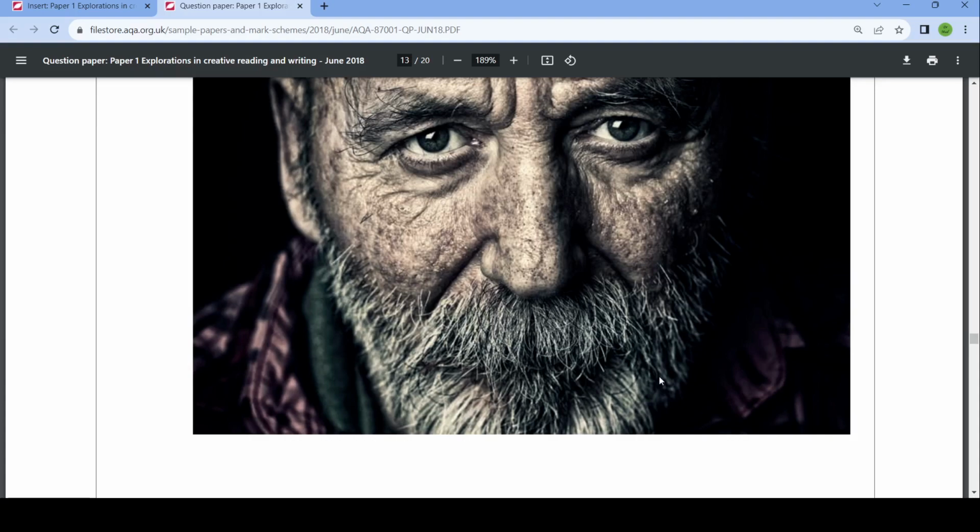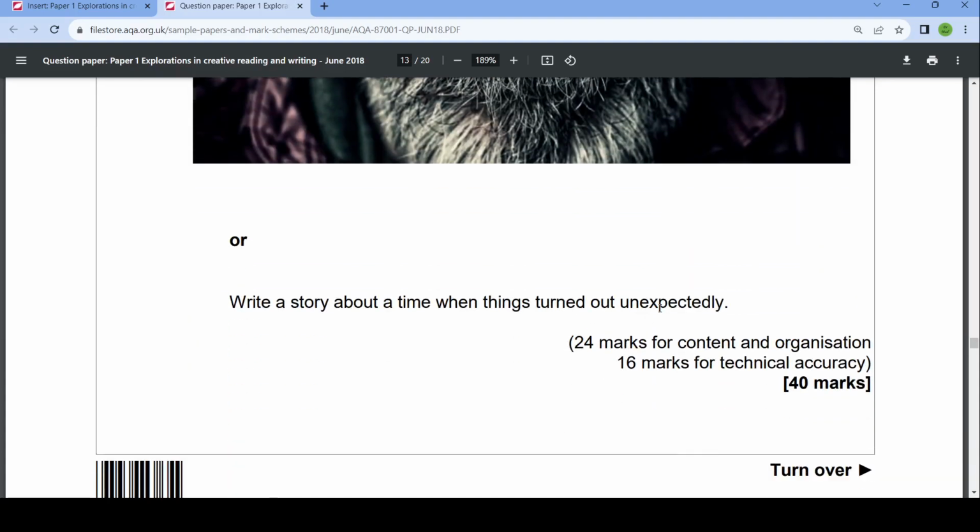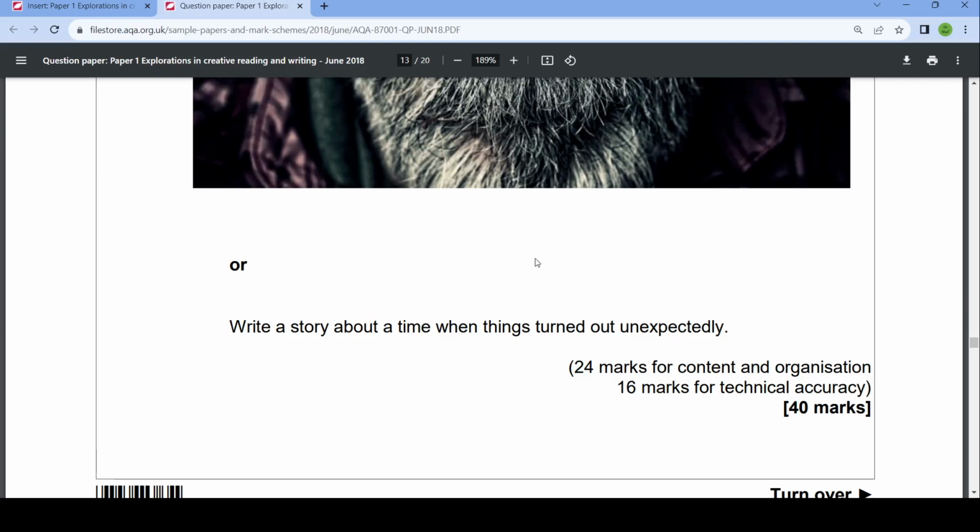But as long as there's some reference to some kind of a face, and similarly, if you write about this, as long as the story is something about where things turned out unexpectedly, and you don't just turn up and write some adventure story or some kind of story that you just practiced and then memorized. All right. So as long as there's some kind of a link to the picture or the title, that's fine.